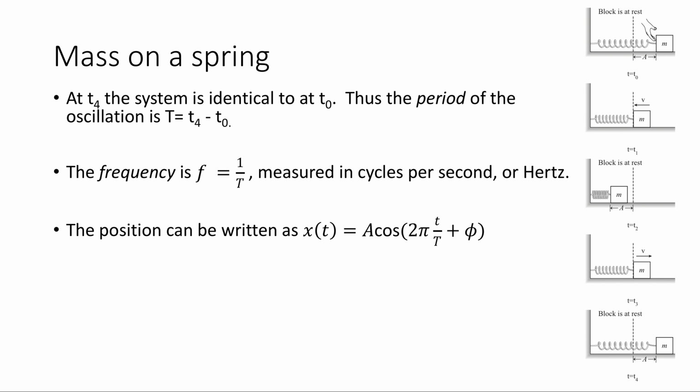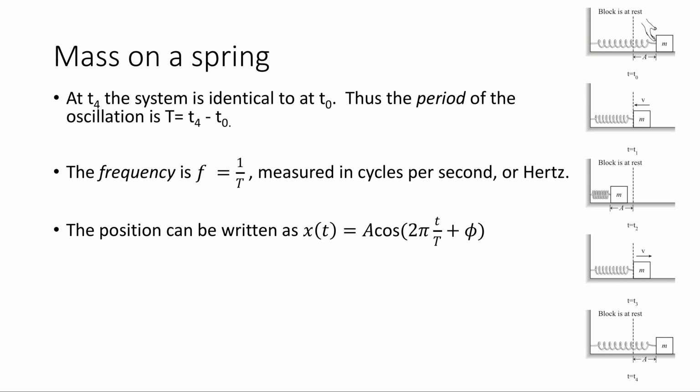Well, we know that after one full period has gone by, i.e. going from t naught to t4, the system has to be exactly the same as it was before, which means the position has to be the same as it was before. For a cosine, however, that only happens after the argument has advanced by 2 pi radians. So when little t equals 1 period, then we need the cosine of 2 pi, which is exactly the same as cosine of 0. So that's why there has to be a 2 pi multiplying this factor.